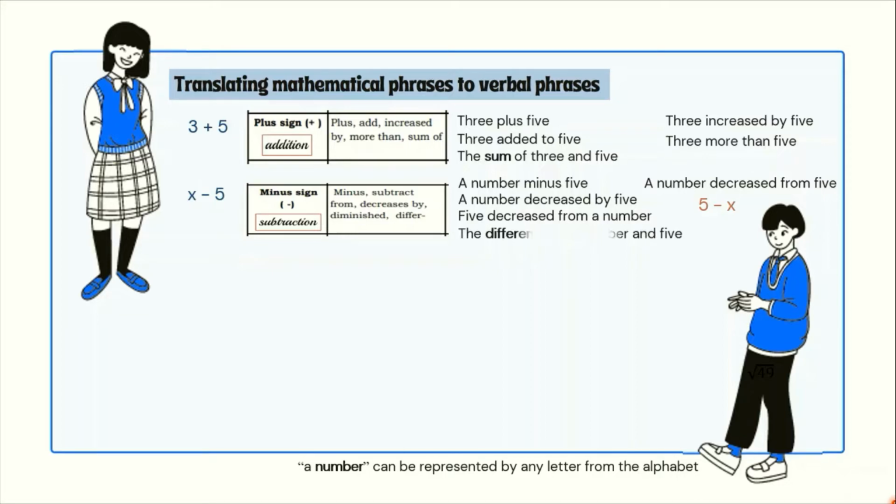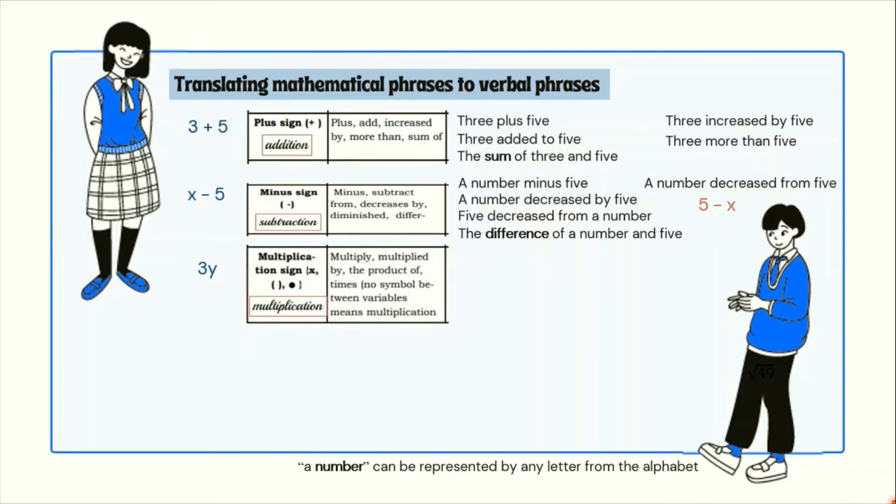Aside from that, pwede rin naman ang the difference of a number and 5 because difference is the result of the process subtraction. Next mathematical phrase, we have 3 and then the letter Y. Nabanggit natin kanina na kapag tayo ay walang nakikita na symbol sa pagitan ng mga numbers or letters, no symbol implies multiplication. So dito wala tayong nakikitang symbol na plus, wala ring minus sign. Magkadikit lang siya. It implies multiplication right away.